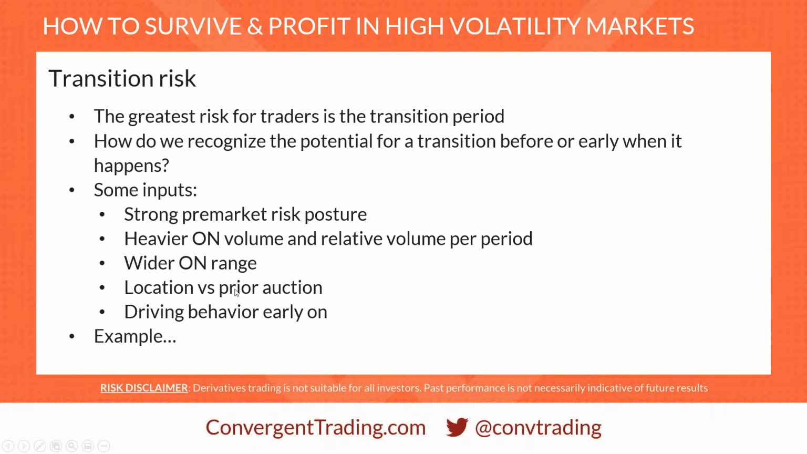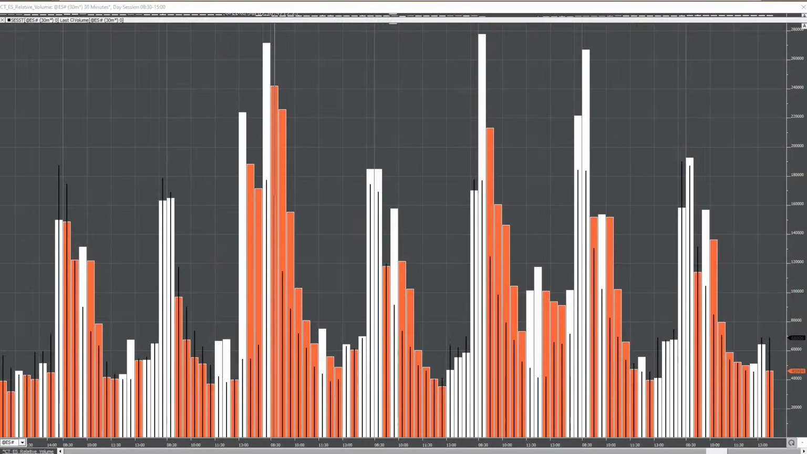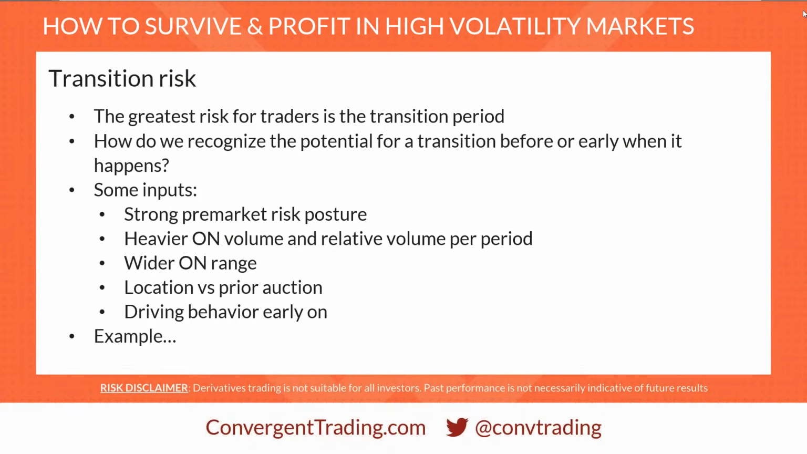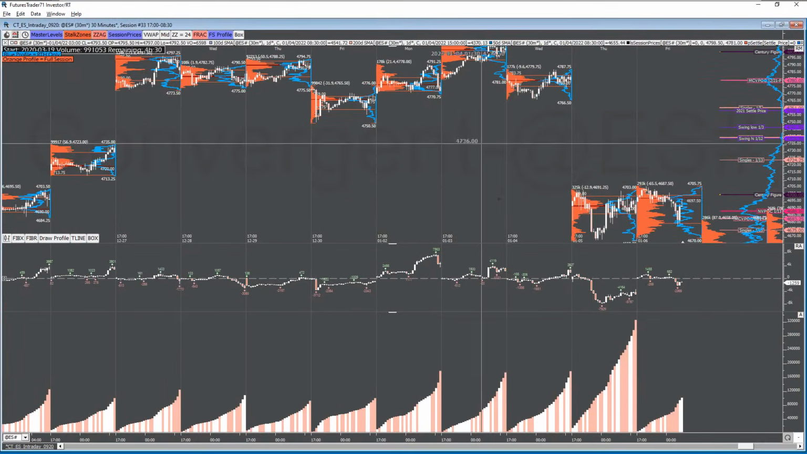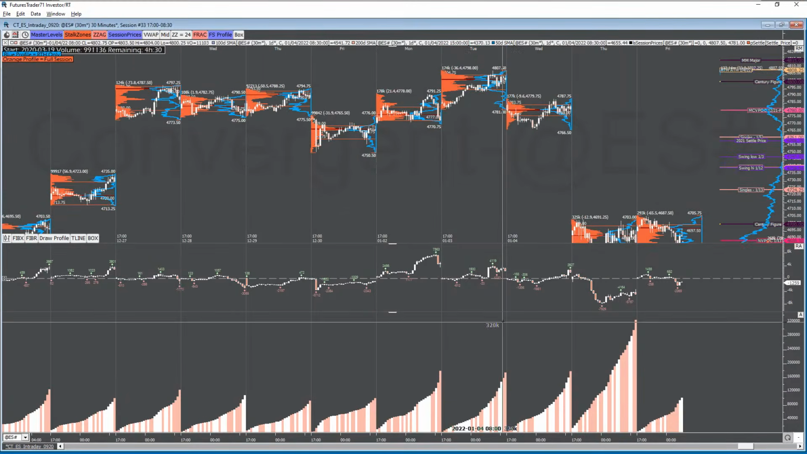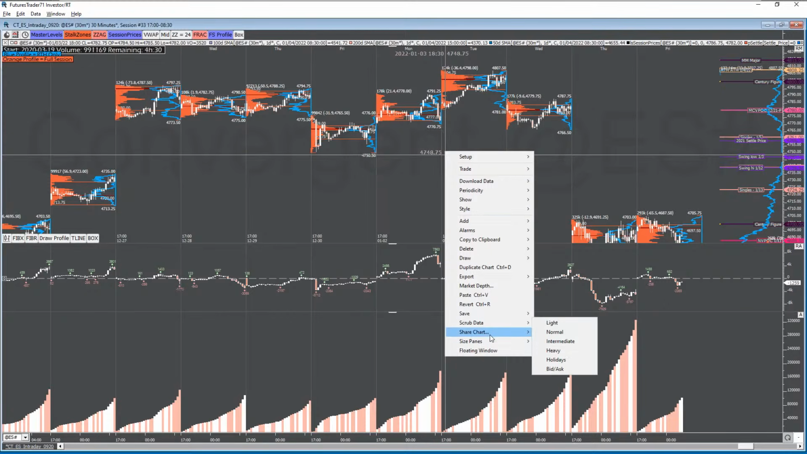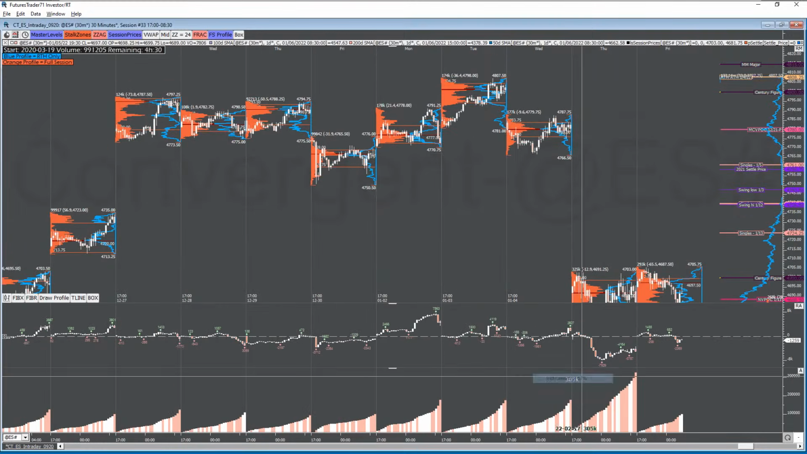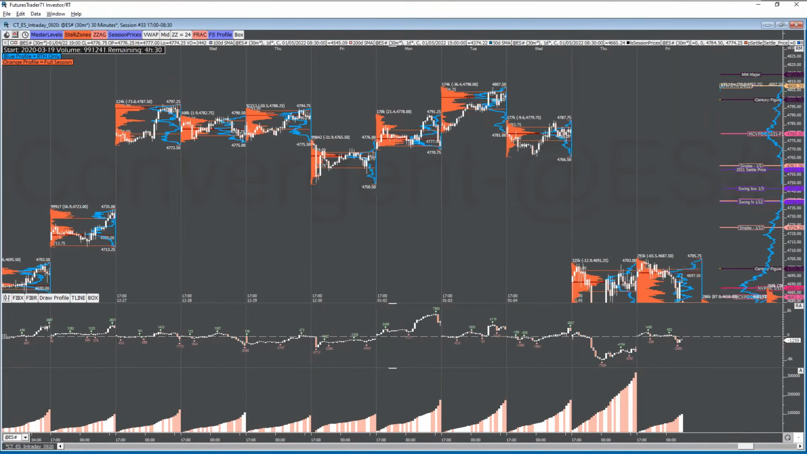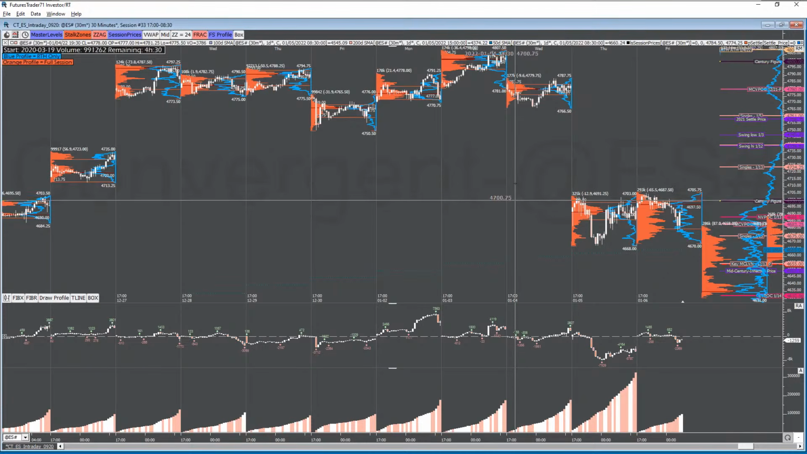Wider overnight range, we talked about that, the statistics. Looking at the location of where we're opening versus the last few sessions. So are we opening in the same range? Are we opening way out of balance? So let's look at that for a minute. Another indication. What I'm looking to do here is provide you with empirical clues in order to understand that things have changed.